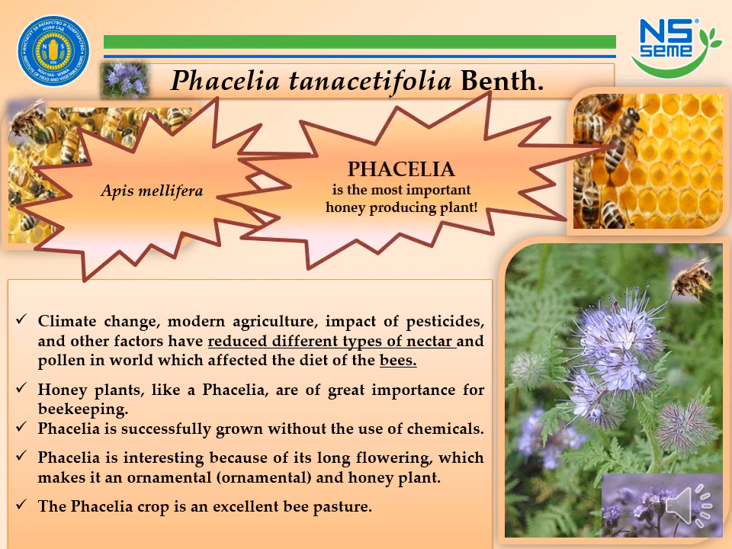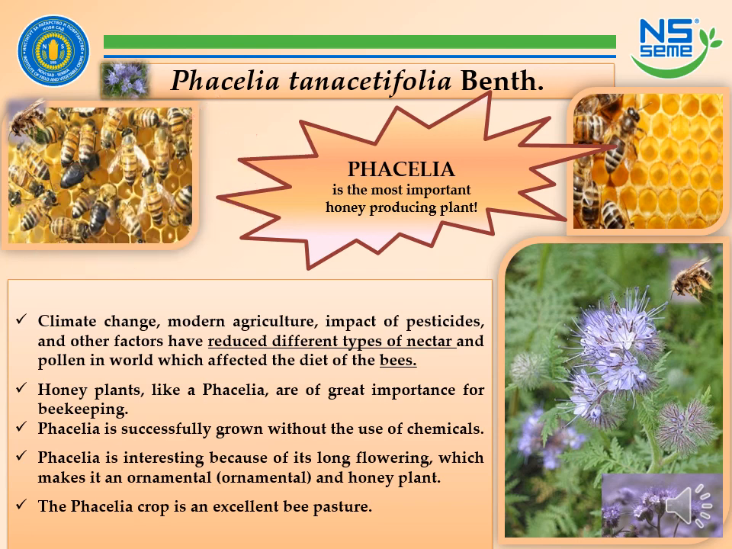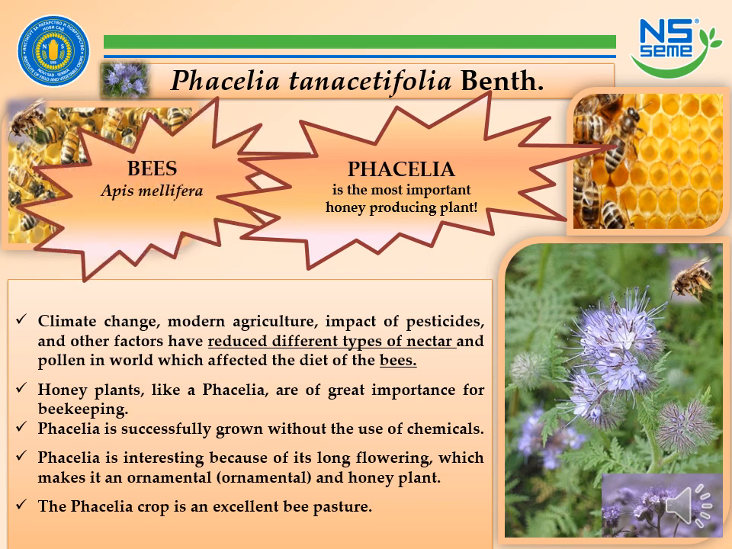Climate change, modern agriculture, the impact of pesticides and other factors have reduced different types of nectar and pollen in growth, which affected the diet of bees. Honey plants, like PHACELIA, are of great importance for beekeeping. PHACELIA is successfully grown without the use of chemicals. It is interesting because of its long flowering, which makes it both an ornamental and honey plant. The PHACELIA crop is an excellent bee pasture.